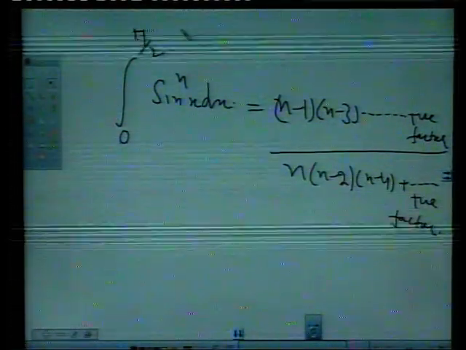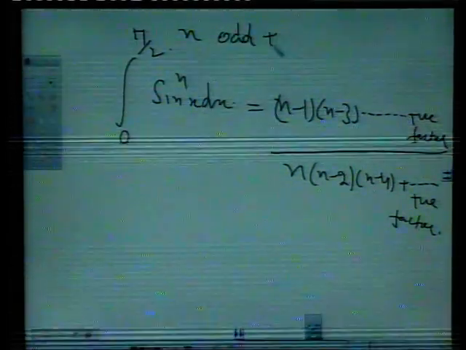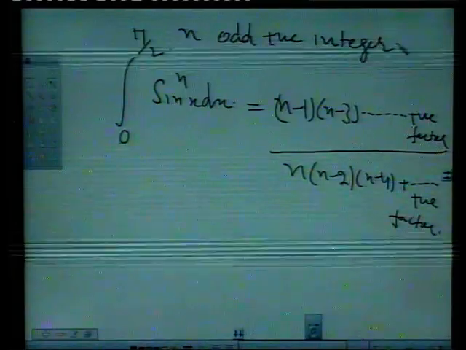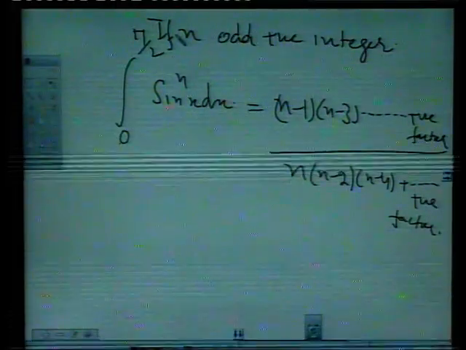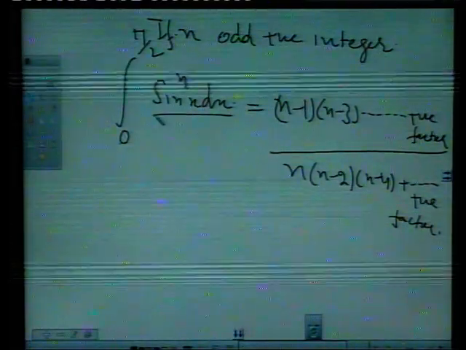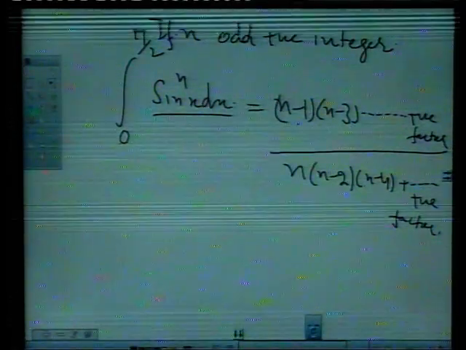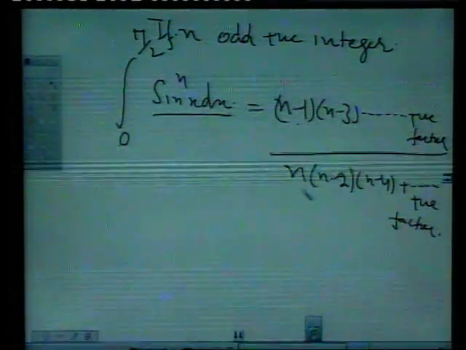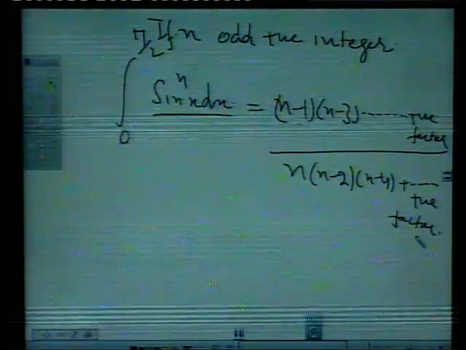Here we take n odd positive integer. If n is an odd positive integer, then this definite integral of sine x raised to power n dx is (n minus 1)(n minus 3)(n minus 5) and so on up to the last positive factor, and in the denominator you have n(n minus 2)(n minus 4) and so on up to the last positive factor.